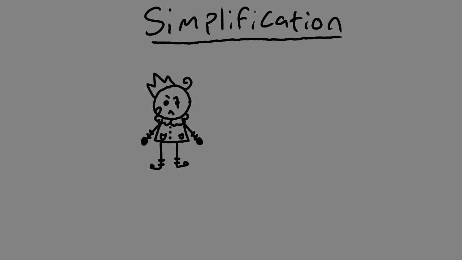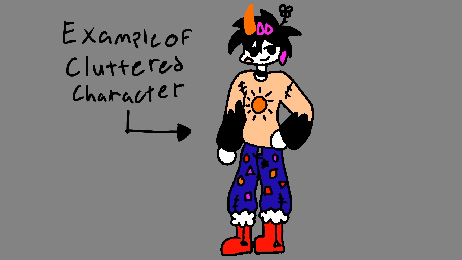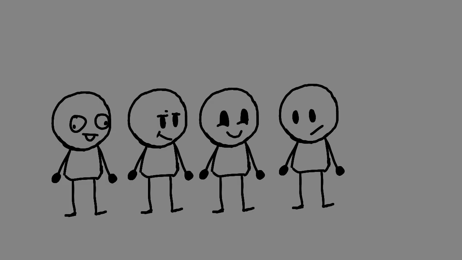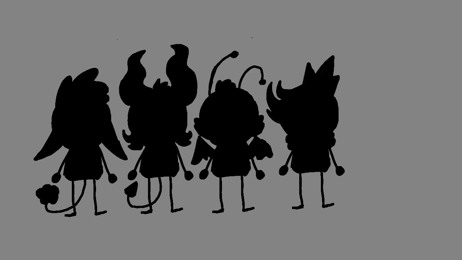Simplification is where you take a character and remove some of the detail, making it easier to draw. Having too much detail makes the character cluttered. If your character has wings, they don't really need 2 pairs of them. Keep in mind while you're simplifying your character that if it's oversimplified, your character won't stand out. This is where silhouette recognition comes in. Make character design choices that will make the character recognizable when compared to other characters.